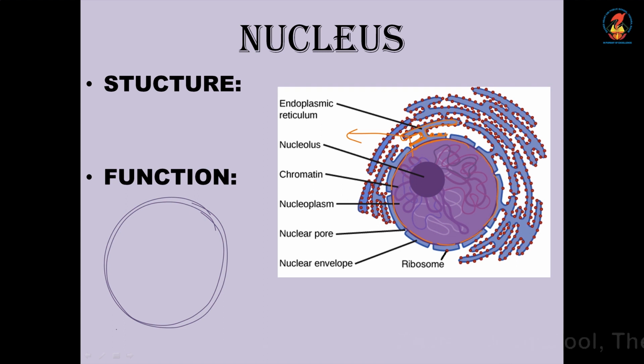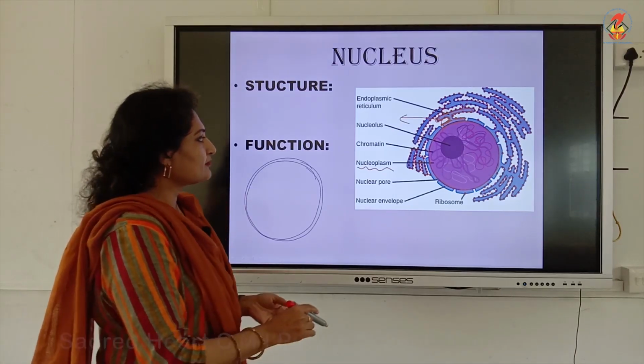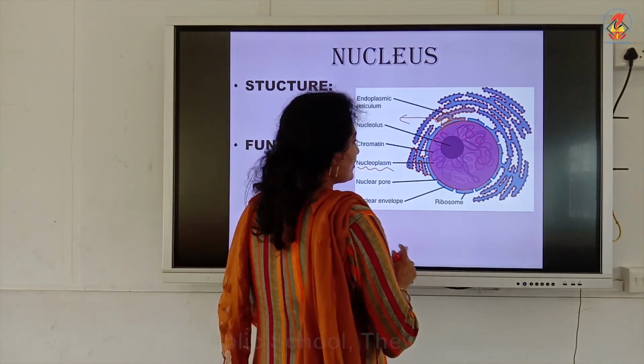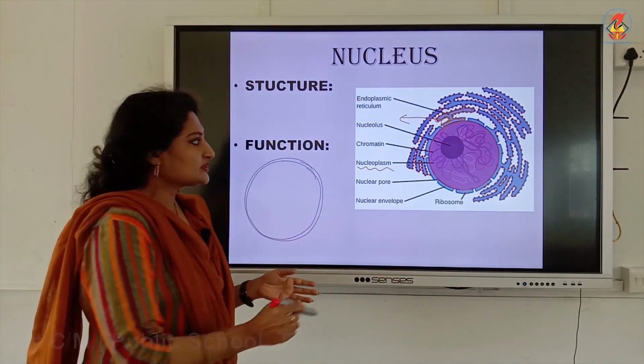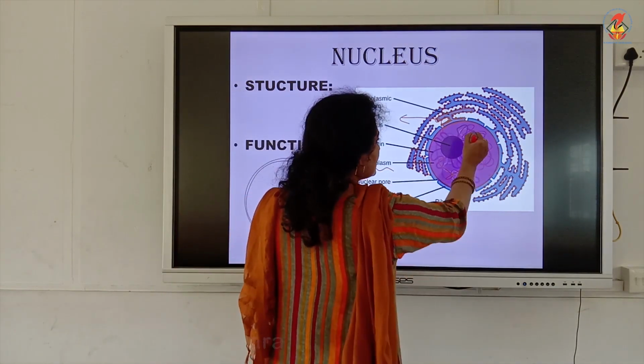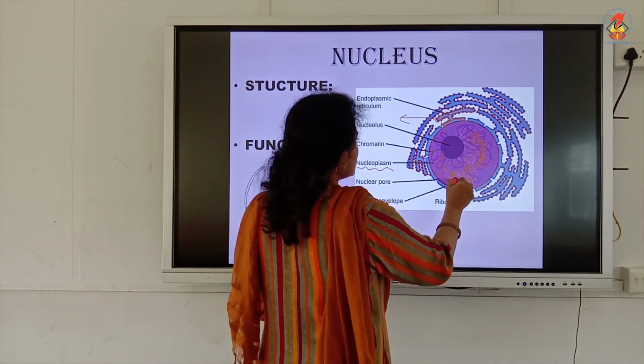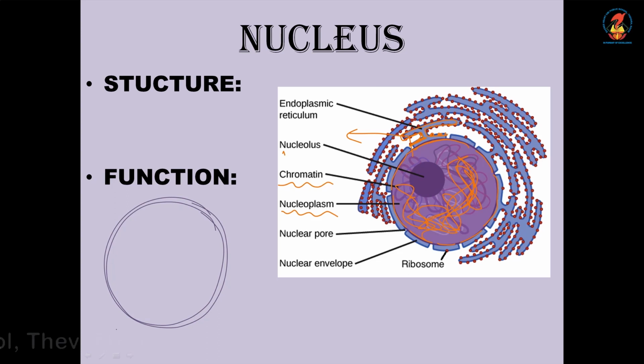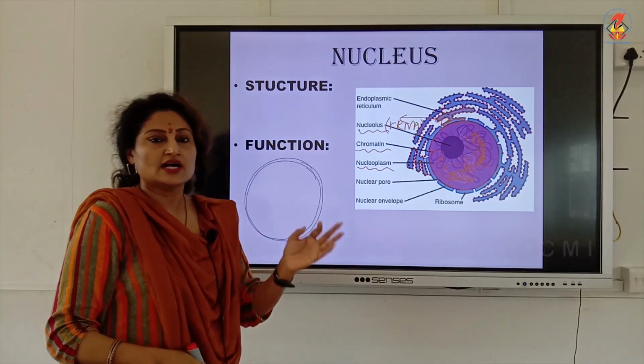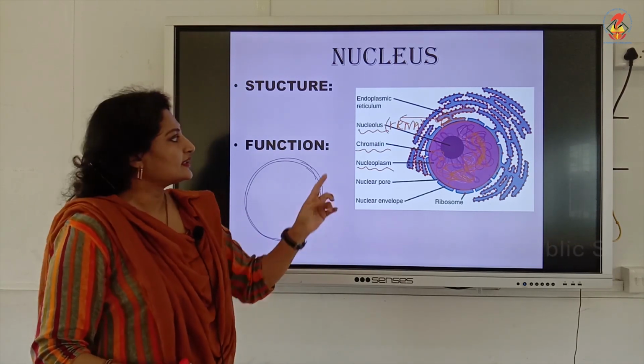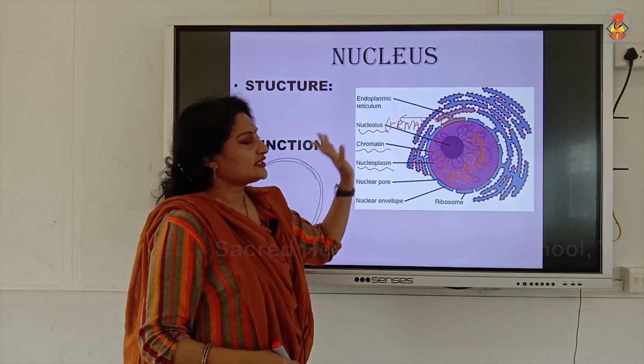Now the inner compartment, what is it called? It is called the nucleoplasm, and it comprises two important organelles. The first is the chromosomes. In the interphase stage, they are represented like a network called the chromatin, and the other organelle is the nucleolus. They are spherical structures, and they are the sites for RNA synthesis. In 12th standard, we are going to learn the three types of RNAs: rRNA, tRNA, mRNA. The site of synthesis for rRNA is the nucleolus.